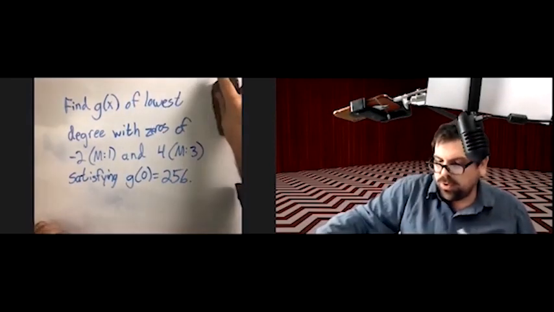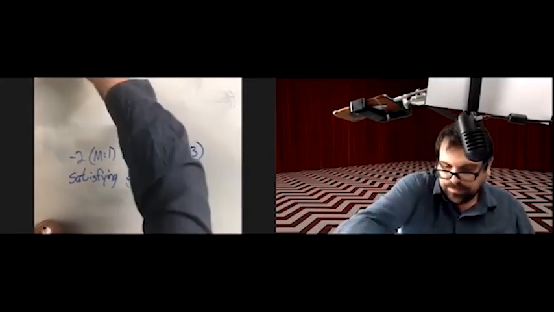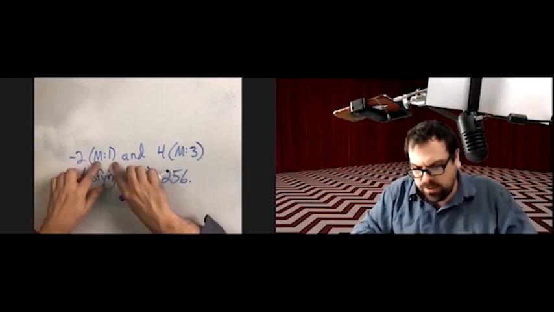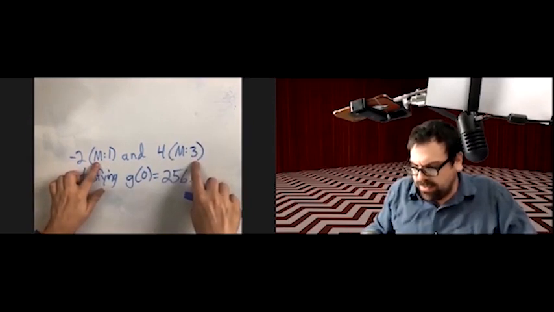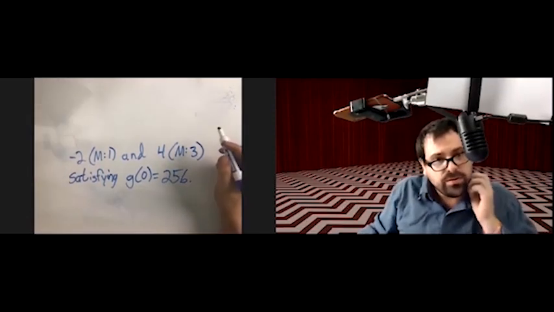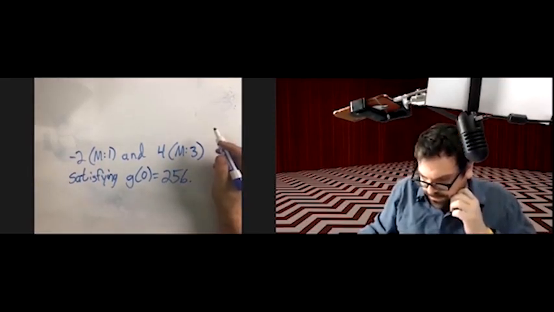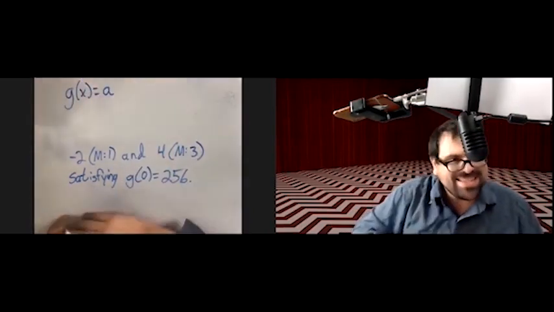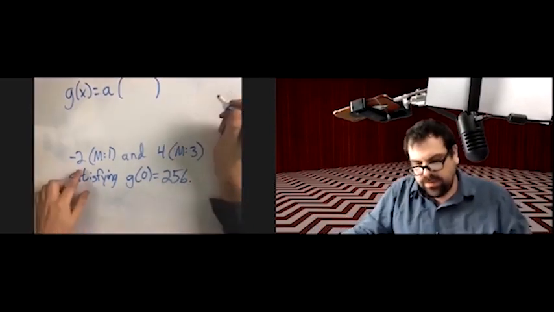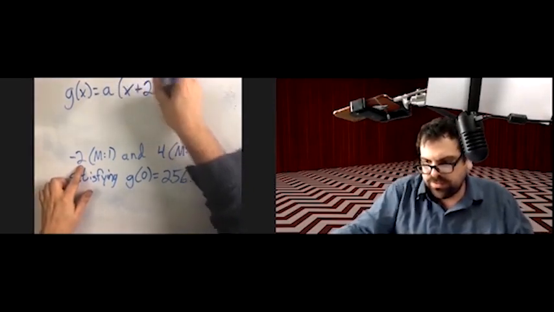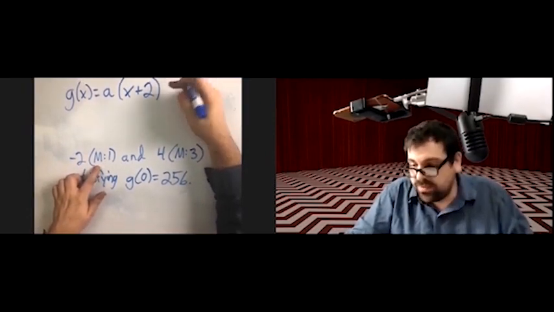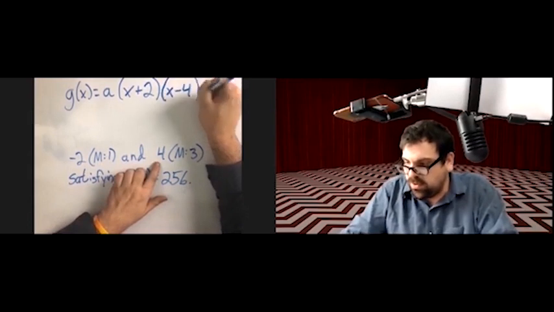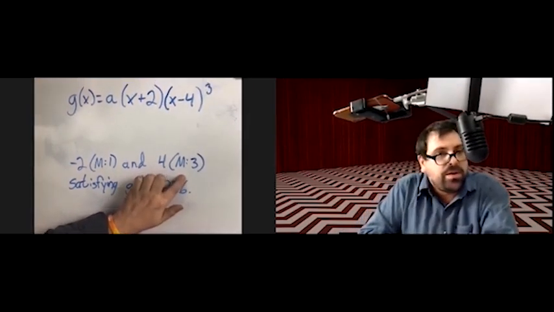So g of x, polynomial with lowest degree. That means a multiplicity of 1, a multiplicity of 3. That's going to be 4 total. So an x to the 4th is as high as we're going to go here. So g of x is going to be some constant a times a 0 of -2. That must come from x plus 2. And since it's a multiplicity 1, it's going to be x plus 2 single factor, first power. A 0 of 4, that's going to come from x minus 4. This is a multiplicity 3, so it's coming from a third power.